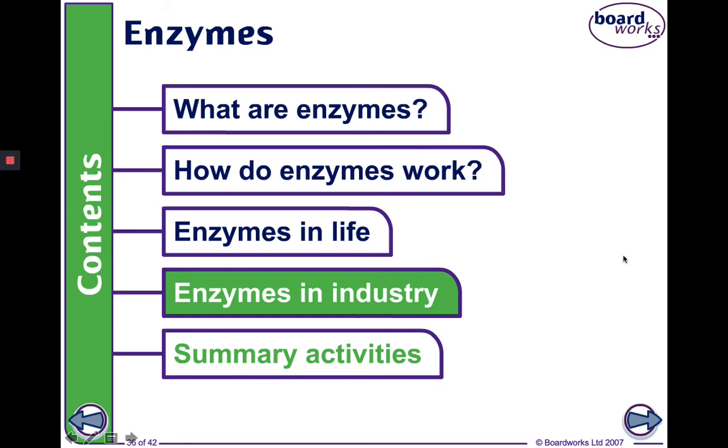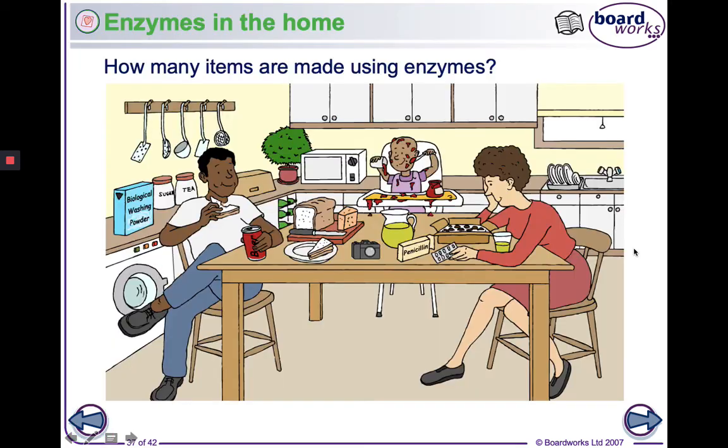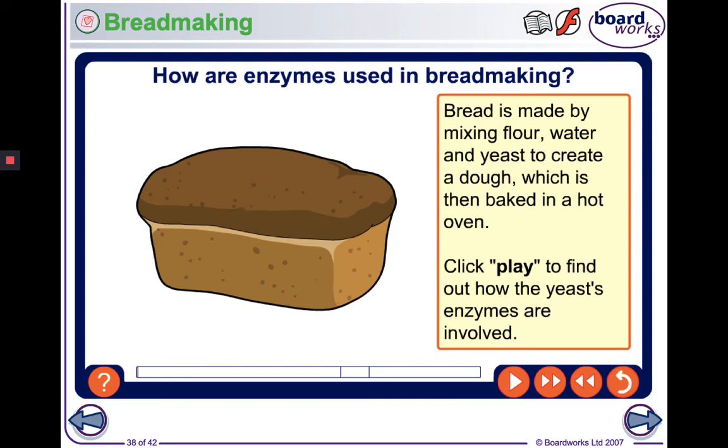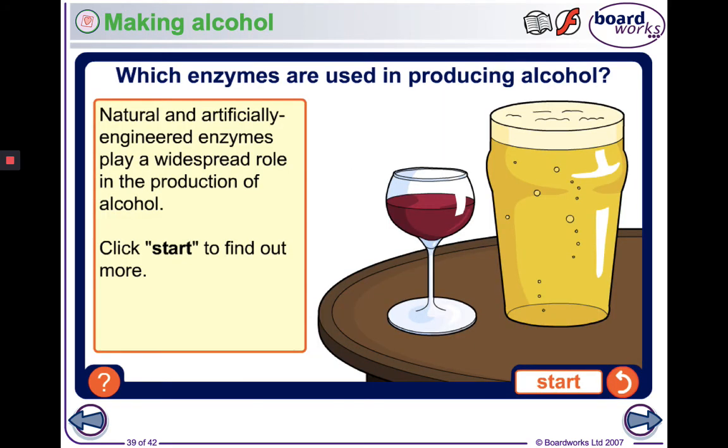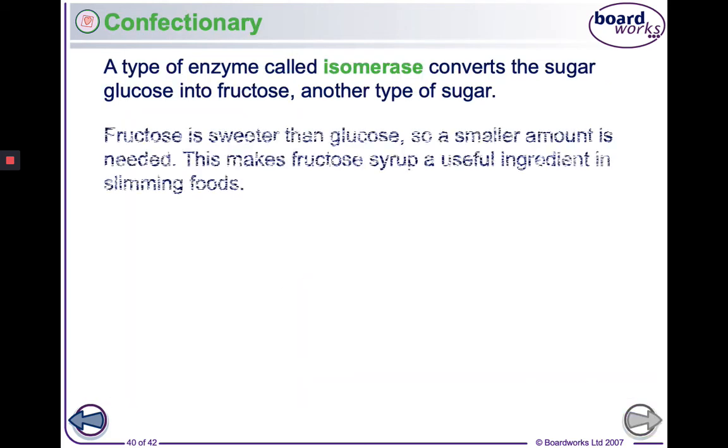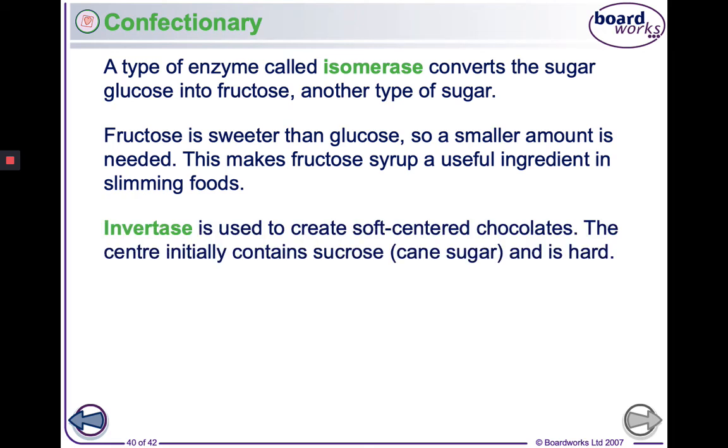So now let's see how enzymes work in industry. How many items are made using enzymes? So bread and wine and alcohol are made by the use of enzymes. In confectionery, a type of enzyme called isomerase converts the sugar glucose into fructose, another type of sugar. Fructose is sweeter than glucose, so a smaller amount is needed. This makes fructose syrup a useful ingredient in slimming foods.